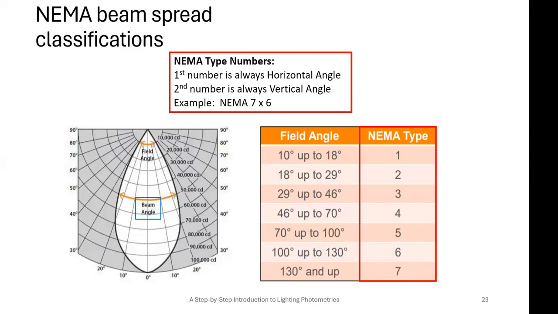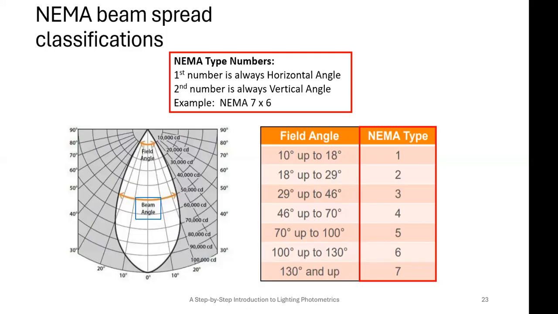If you look up at the top, 18 to 29 degrees, that's more narrow. That's a spotlight. And even a 1 is 10 degrees to 18 degrees. So that's shooting a light a long distance. And so depending on what it is that you have, you can look at the numbers and kind of know how that light is going to come out of that luminaire.